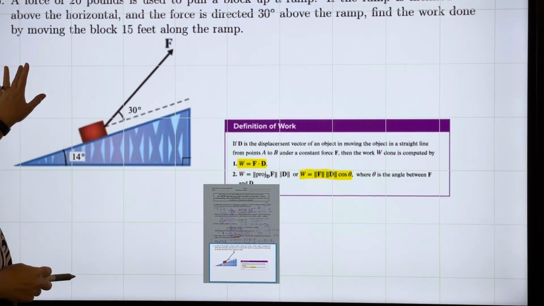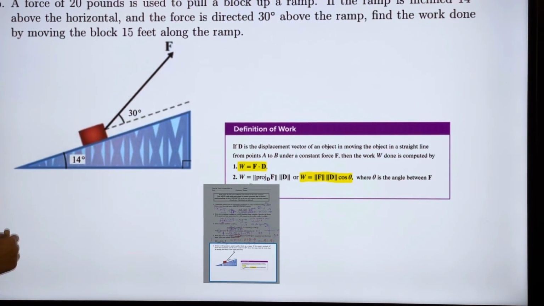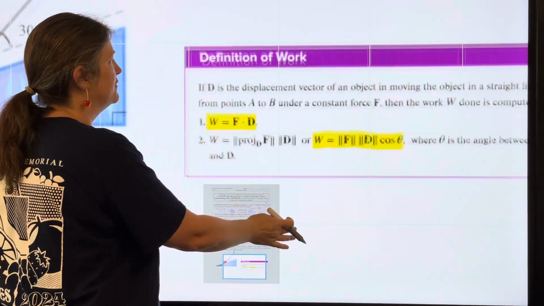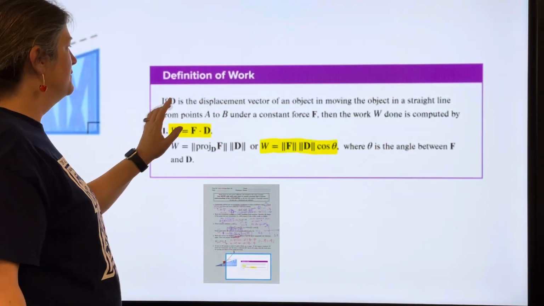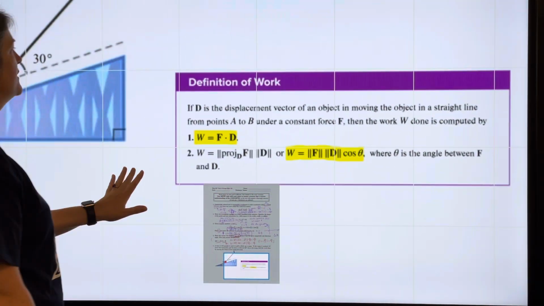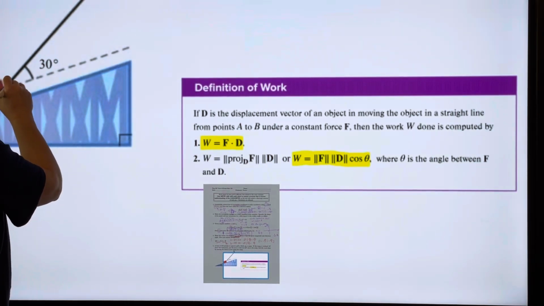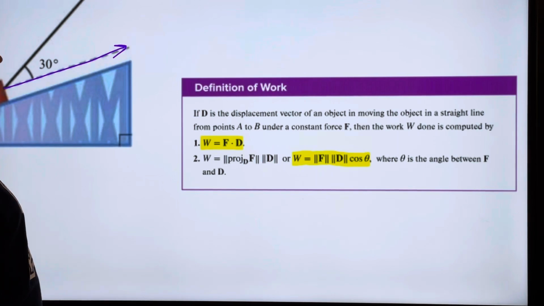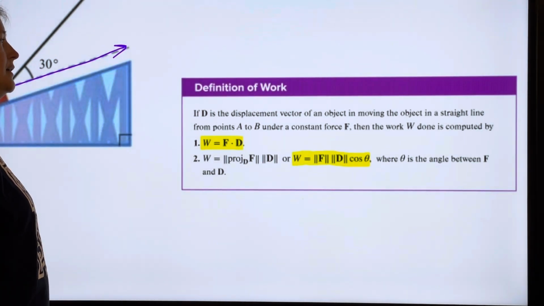All right, so this was a little bit of an interesting one. A force of 20 pounds is used to pull a block up a ramp. Now, when we look carefully at this definition of work, it says if D is the displacement vector of an object. So the displacement vector here is up the ramp. It is how far it went up the ramp.